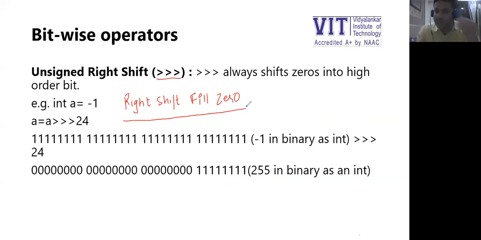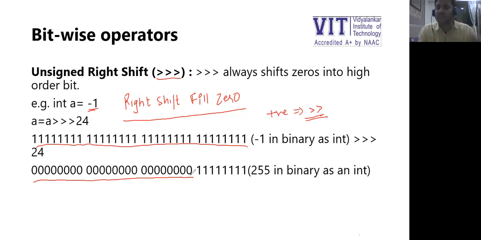Now, what will happen with right shift fill 0? If the number is positive, it is as good as the right shift operator, because the number is positive, the MSB will be 0. I'm right shifting it, the left position will be filled with 0. But if my number is negative, like in this case, A is -1. So this is the binary representation in 4-byte form. And if I'm right shifting by 24 bits, there will be 24 blank positions on the left side.